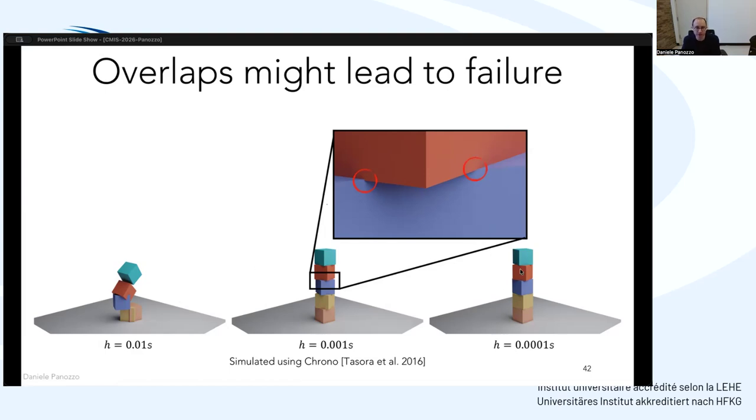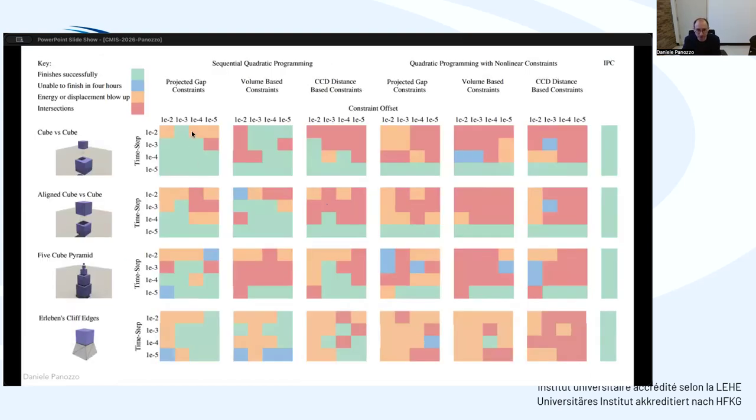More systematically, here every column is a different method. Some are different gap functions. This group is using SQP, this other group is using quadratic programming with nonlinear constraints, and every row is an experiment. And you see on the left what the scenes look like. By tuning parameters, you can get most of these methods to produce a reasonable result, which is green, but sometimes they have intersections, sometimes they fail, and so on. There is a much, much larger study in the paper, if you're curious about this, but we couldn't find any method that can reliably solve this no matter what parameters you pick.